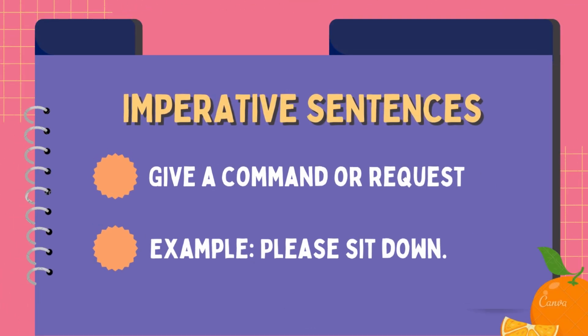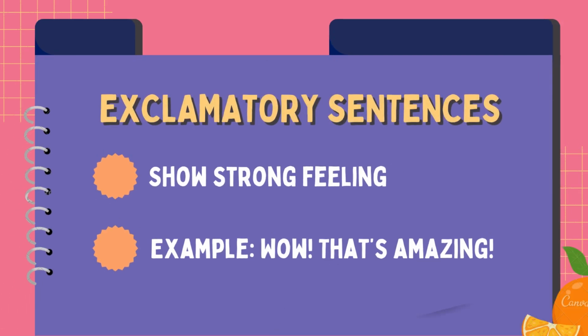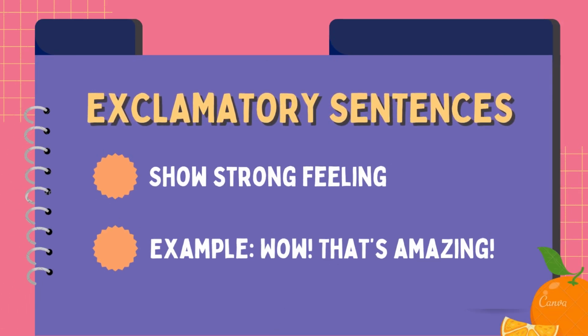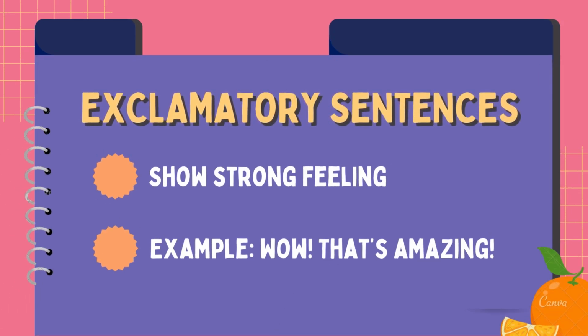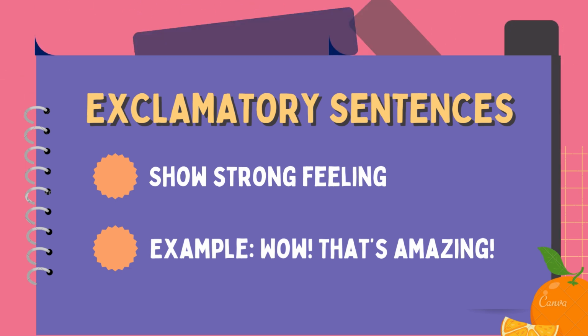An imperative sentence gives a command or a request. For example, please sit down. Close the door. Do your homework. These sentences may end with a period or sometimes an exclamation mark if it's a strong command. An exclamatory sentence shows strong feeling or excitement. For example, wow, that's amazing. I can't believe it. These sentences always end with an exclamation mark. They show surprise, joy, or strong emotion.